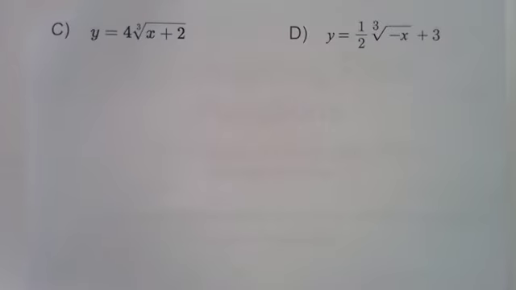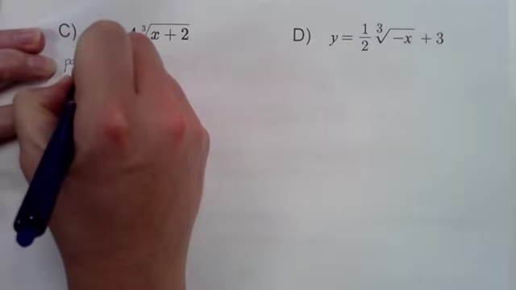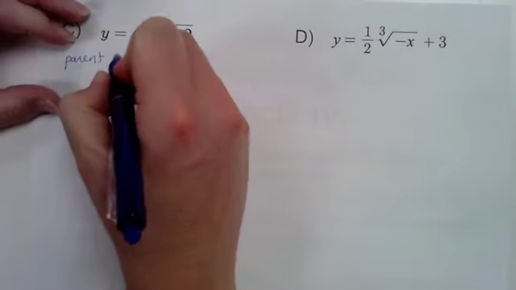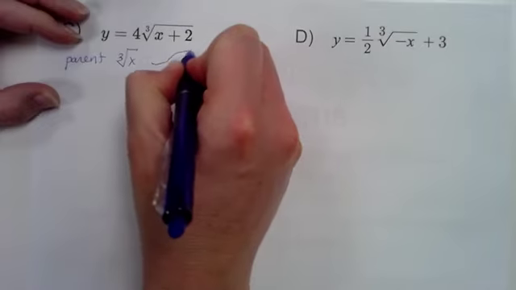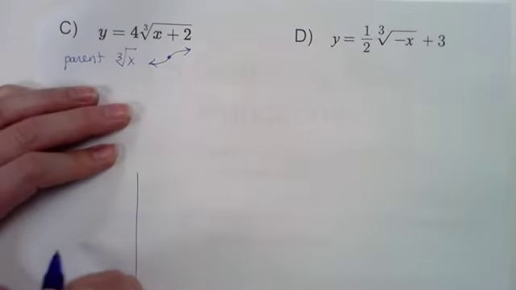Y equals 4 times the cube root of x plus 2. What is our parent graph here? Wave. Good. That's the cube root of x. That's our wave function. Very good. I love our little common lingo we've got going on.